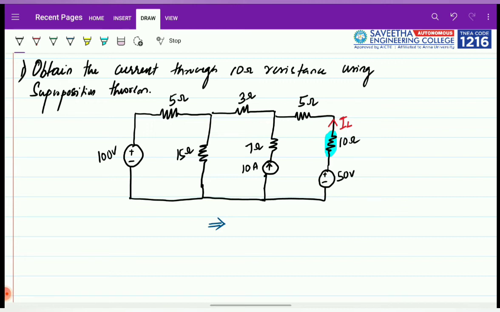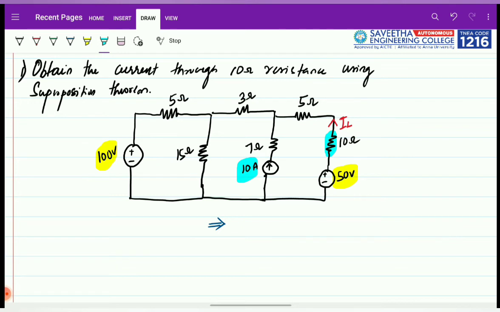First, we should know the number of sources given to you. Here it is very clear that there are three sources. One is a voltage source of 100 volt. Another voltage source is of 50 volt, and the other source is a current source of 10 amperes. So two voltage sources and one current source are given to you.